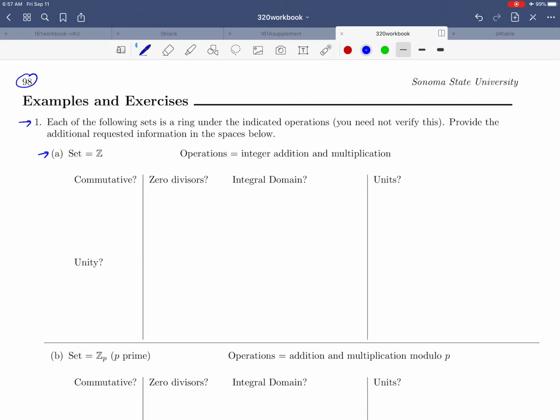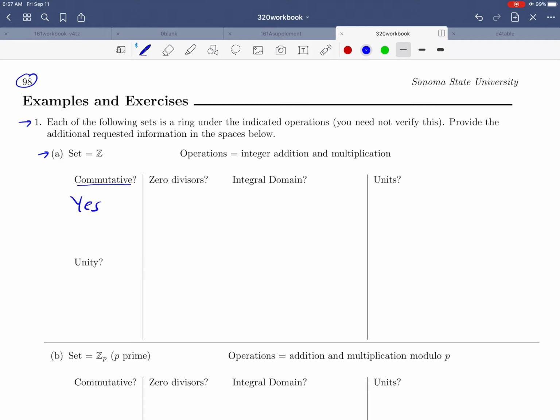They give us the set of integers with the operations of integer addition and multiplication. We know that that's a ring. The first thing they ask us is whether it's a commutative ring. Let's recall what that means. When we say that a ring is commutative, we mean that the multiplication operation is commutative. So what do you think? Is multiplication commutative in the integers? Is m times n always equal to n times m? Sure it is. So Z, the set of integers, is a commutative ring.